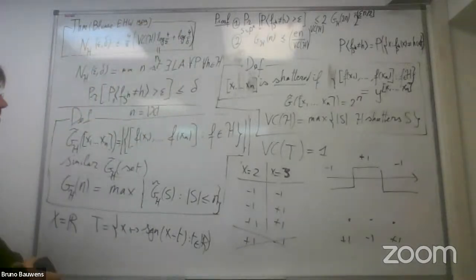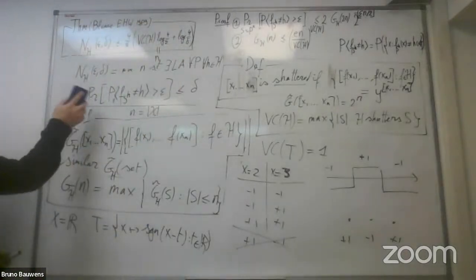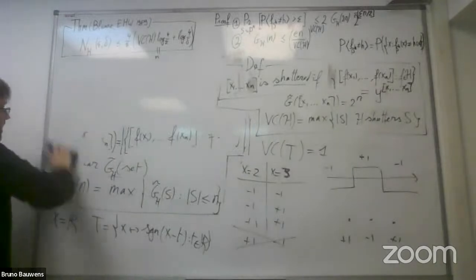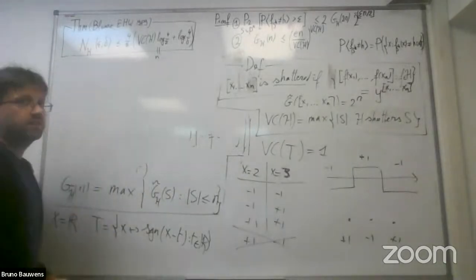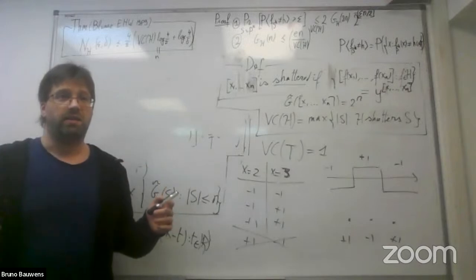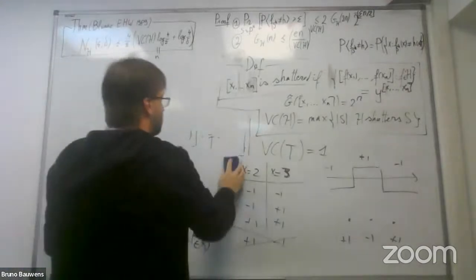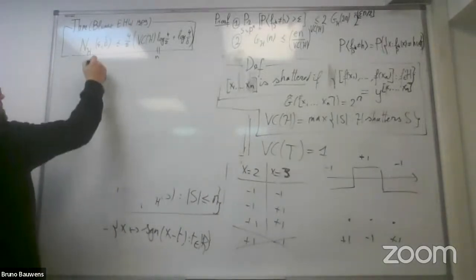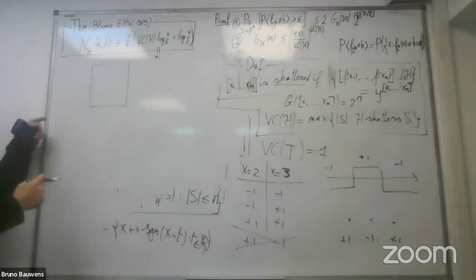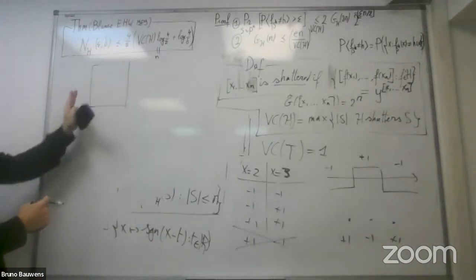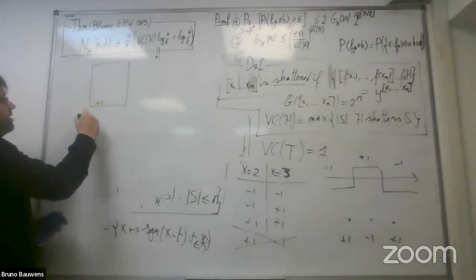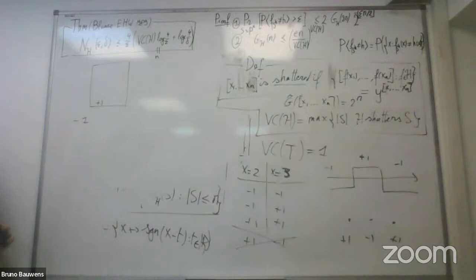So let's do some more examples. I need to make space, so I will remove this. Next one is rectangles. X is axis aligned rectangles in the plane. So what is the VC dimension? We use rectangles in the plane, but they have to be axis aligned, horizontal here, vertical here. My claim is that 4 points can be shattered. So we have +1 inside and -1 outside.